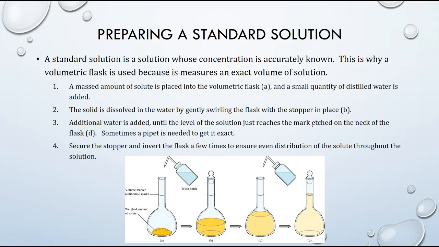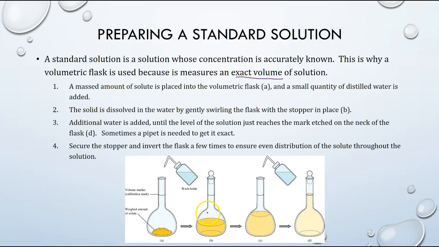So, preparing a standard solution, it's really, really simple. We're going to use a volumetric flask, because it's an exact volume of solution. So we're going to be practicing using volumetric flasks in our first lab and doing some things with that actually in our second lab. So we're going to take an amount of solute and put it into the volumetric flask. Then we're going to put some distilled water in it and swirl it around until all the solute is dissolved.